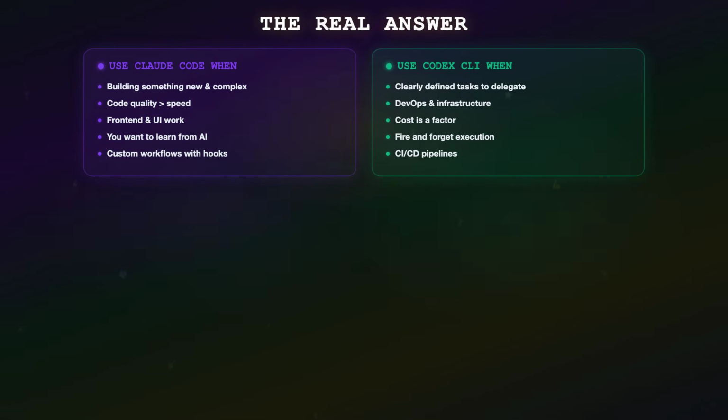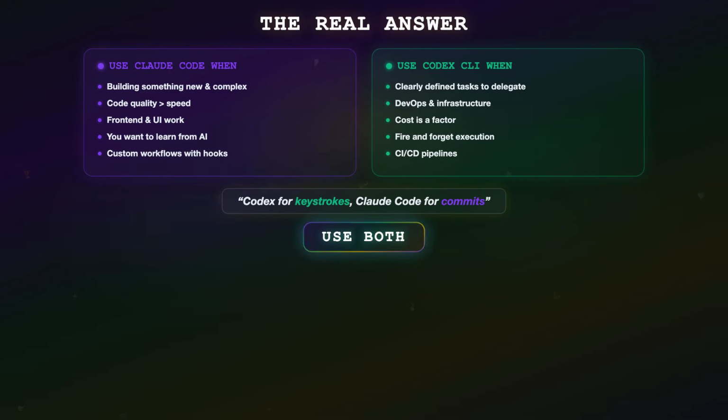Use Codex CLI when you have clearly defined tasks to delegate, when you're doing DevOps, infrastructure, or backend work, when cost is a factor. When you want autonomous execution, fire and forget. When you're running CI CD pipelines, and when you want your agent to work while you sleep. The smartest approach: plan with Claude Code, execute with Codex, review with both. One developer on Reddit put it perfectly: Codex for keystrokes, Claude Code for commits. That's the whole strategy in 6 words.